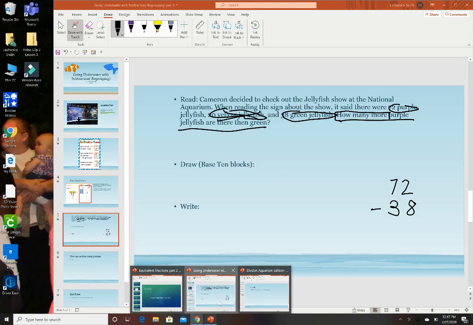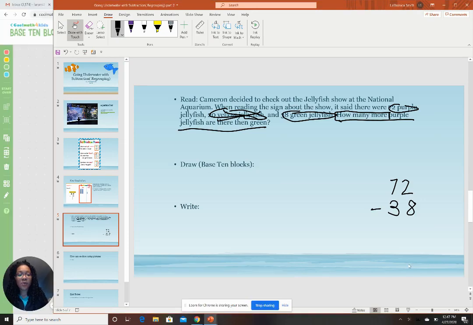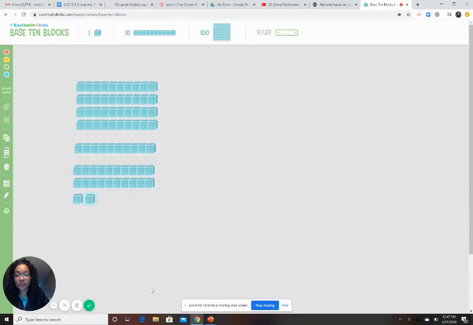Okay, so we're going to go back to our problem. We need to subtract 38. So let's look in the ones place. There's more on the floor, so we need to go next door. We cannot take away 8 ones from 2 ones. So what do we need to do? We need to decompose a 10 into 10 ones. So I'm going to move that 10 over there, decompose it, and make 10 ones.